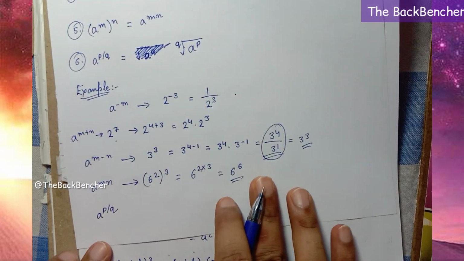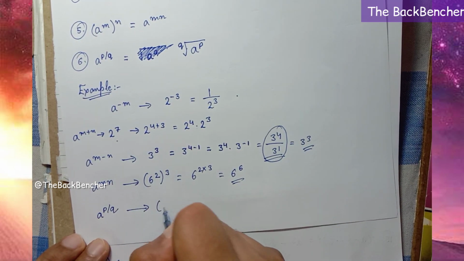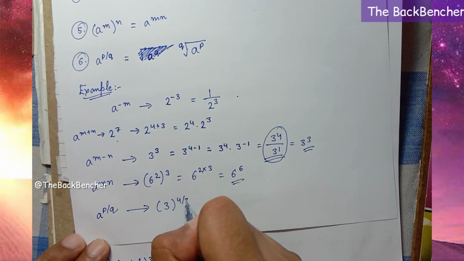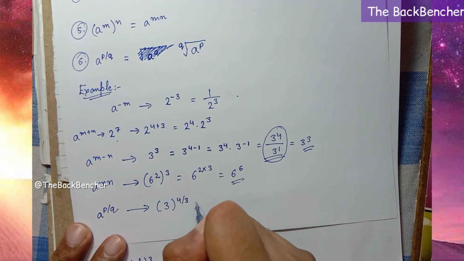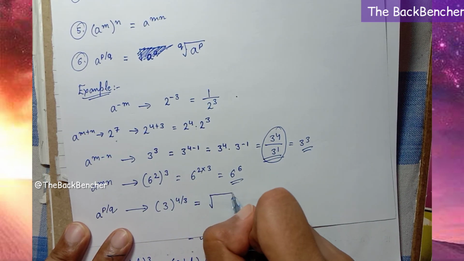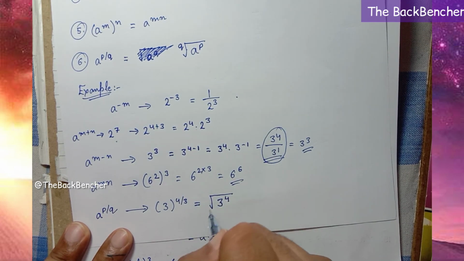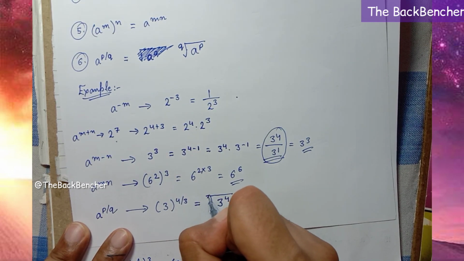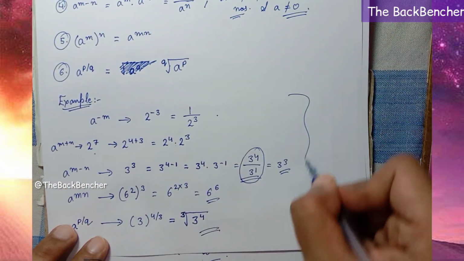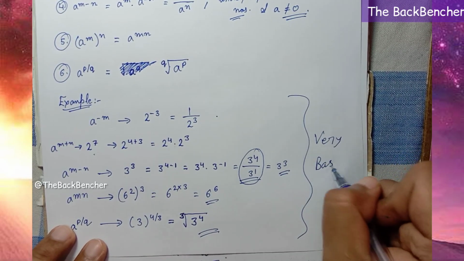So now we'll do this. Here you can see 3 to the power 4 upon 3. As I have already said, the numerator will be the power and the denominator will be the root. The numerator is 3 to the power 4, and the denominator is 3, so it will become the cube root. You can see it. All these are only for your comprehension, very easy and very basic.